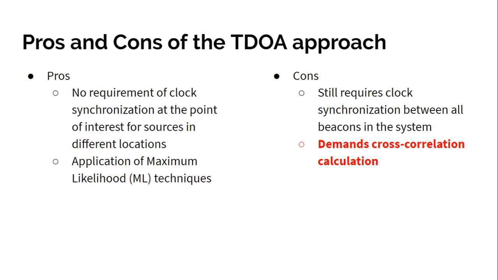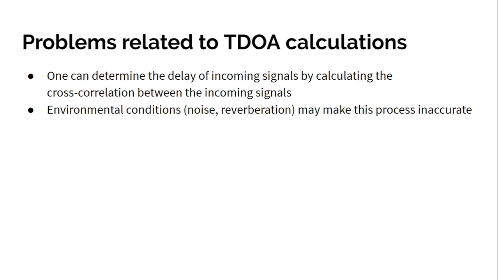However, the clocks between the sensors have to be synchronized. And a big problem can be the cross correlation calculation. Why is this important? Why did I highlight it with a red color? So the major problems are that it's really recurrent that we have reverberation and noise over the signal.